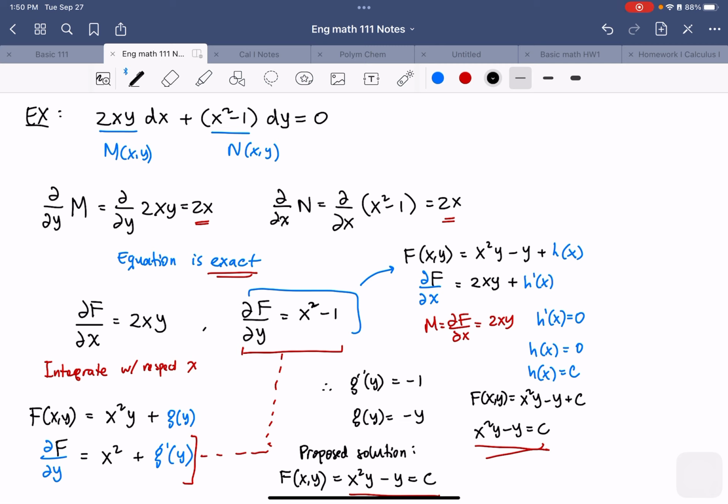So the first part, check the exactness. Next, you can follow from M or N, try to find your proposed f, and then after that differentiate one more time with respect to the other variable, and then check with the other part of the equation. So if you start from M, then later you need to make sure that it's the same form as N when you differentiate partially. So either from M or N, go find the f, and then differentiate partially. Make sure it's the same as the M or N.